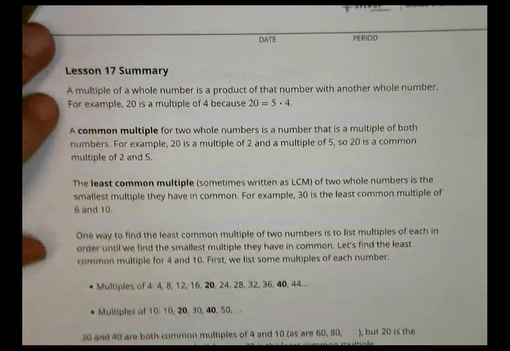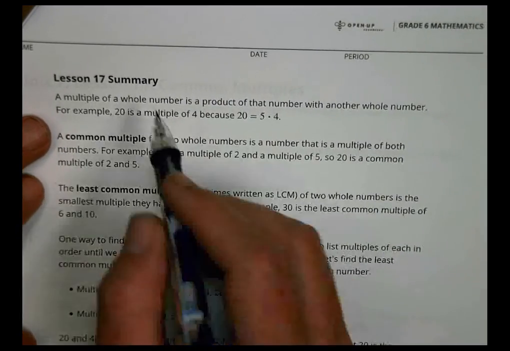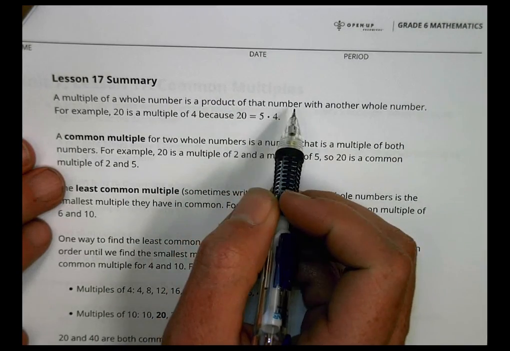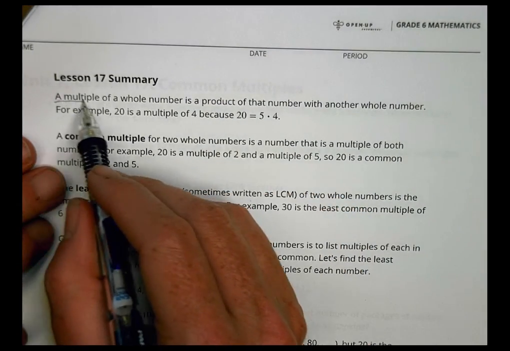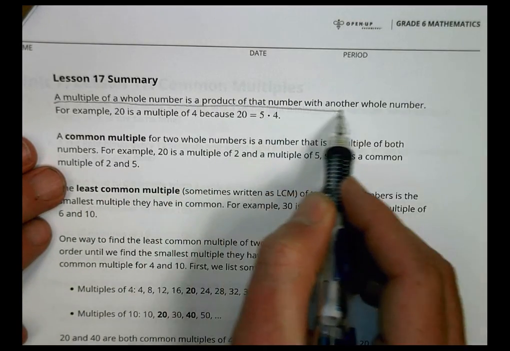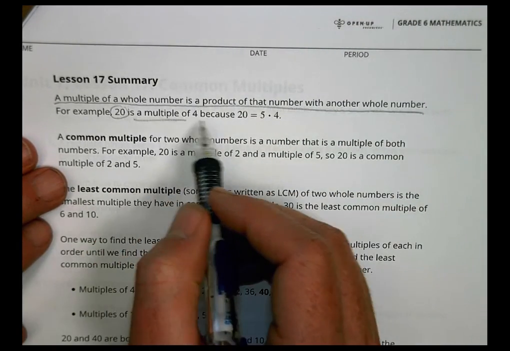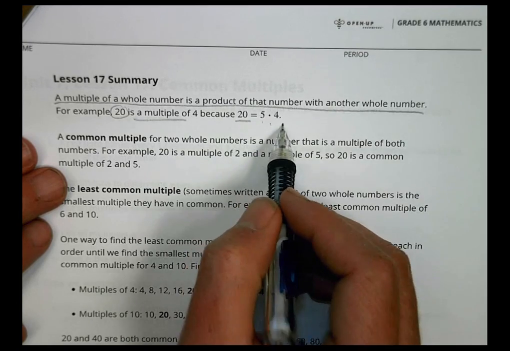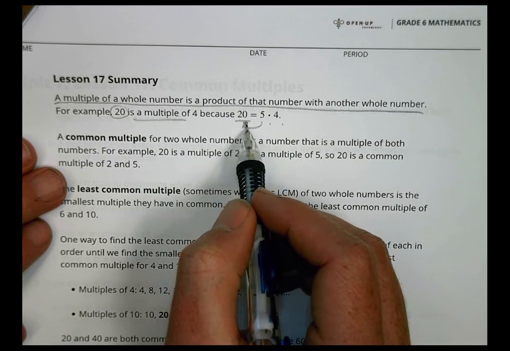In summary, a multiple of a whole number is a product of that number with another whole number. So 20 is a multiple of 4 because 5 times 4 gets you 20. So it's a multiple. We call that a multiple.